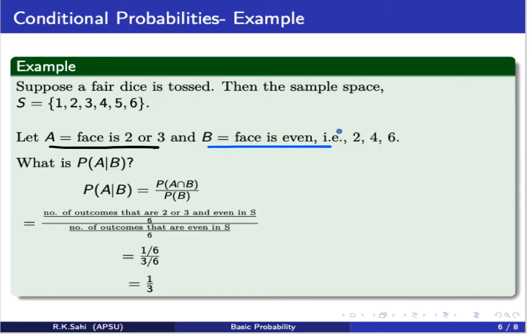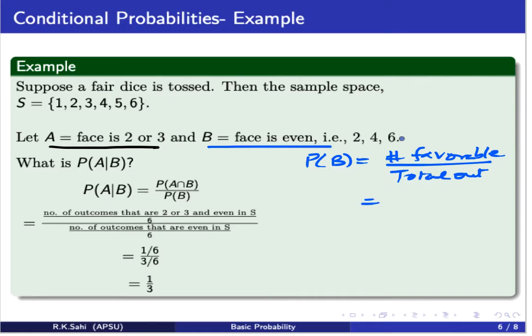So let's look at this one. What is probability of B? Remember, it is the number of favorable outcomes over total outcomes. Now, when I'm looking at total outcomes, guys, I'm looking at the whole sample space. So it is 3 out of 6.